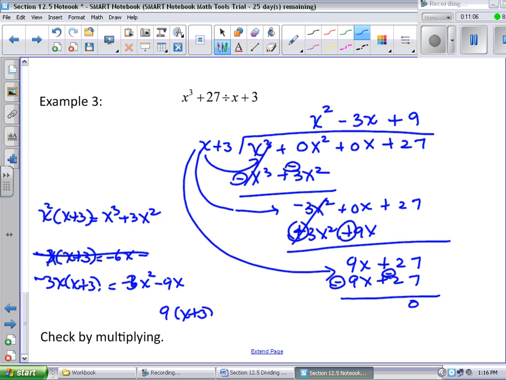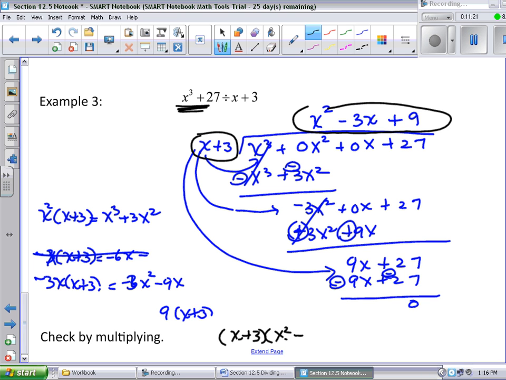Now let's check it by multiplying the divisor times the quotient, and I want to come up with this x cubed plus 27. So I have x plus 3. I want to multiply that by x squared minus 3x plus 9. And I want to come up with x cubed plus 27.